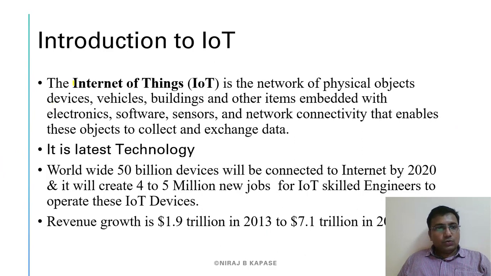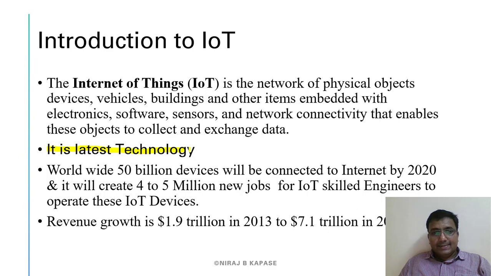Introduction to IoT. The Internet of Things is the network of physical objects, devices, vehicles, buildings, and other items embedded with electronics, software, sensors, and network connectivity that enables these objects to collect and exchange data. The basic funda of IoT is we require a microcontroller unit, some software, and some sensors. We need to integrate those with network connectivity, and then we need to put the data onto the cloud. This is the basic funda of IoT.